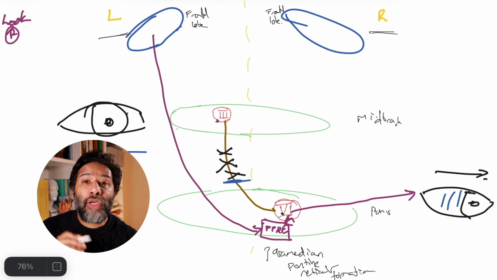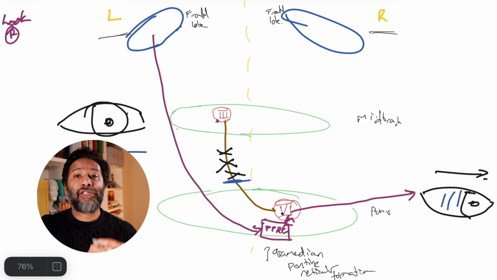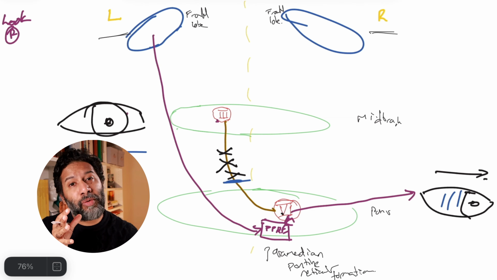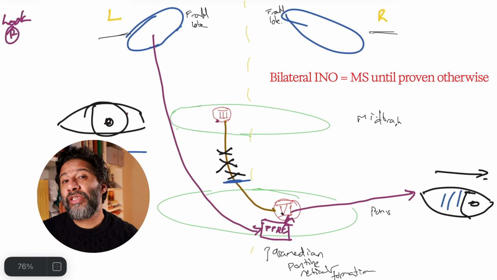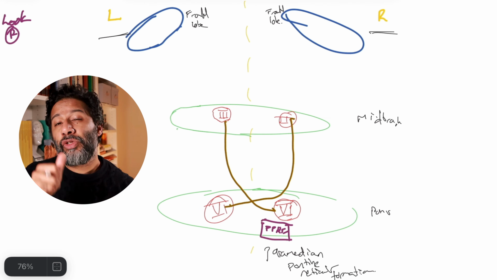Now, you can get internuclear ophthalmoplegias when you're elderly as well, and strokes can certainly do this. In that case I mentioned at the very start with the elderly patient, that was a stroke. So acute onset in an elderly patient with an internuclear ophthalmoplegia, I want you to think about strokes. If you ever see bilateral INOs, that's almost MS until proven otherwise. It's a very high specificity for MS in those conditions. So two more things I want to talk about.